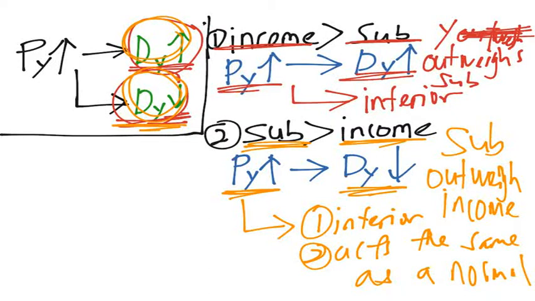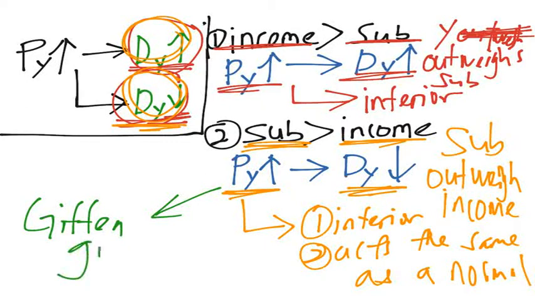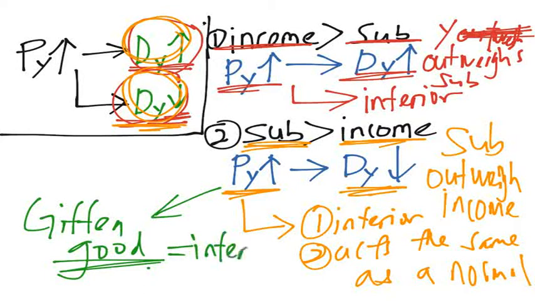This is a strange scenario, and we actually give it a name. I mean, this is a real name, not that we give it. The economists actually give it a name. We call this type of good a Giffen good. A Giffen good is an inferior good, but it acts like a normal good. Okay, so I'll just give you an example of a Giffen good.